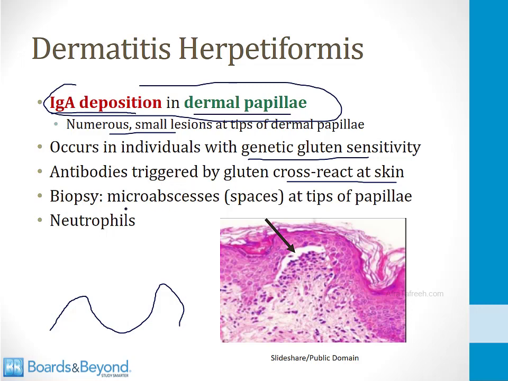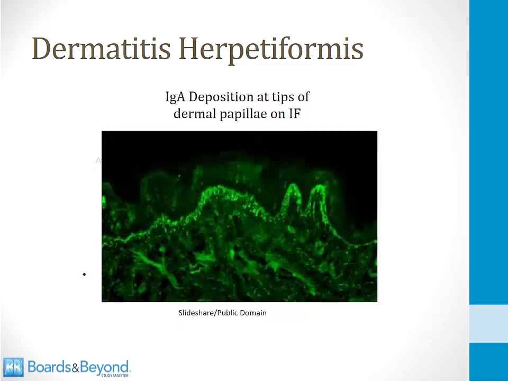On biopsy, what you see are microabscesses, which are really just spaces at the tips of the papillae. There's one shown in this picture here, indicated by the arrow, and in those microabscesses you can sometimes see neutrophils as well. On immunofluorescent staining, the hallmark is IgA deposition at the tips of the dermal papillae, so it looks like what's shown on the screen here. These bumps that are lighting up bright green are the dermal papillae, and this is immunofluorescence done for IgA. So that indicates there's IgA deposition in the pattern consistent with dermatitis herpetiformis.